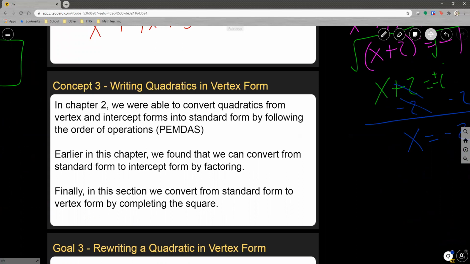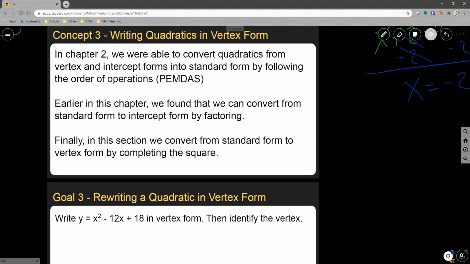So concept 3 is writing quadratics in vertex form. Remember in chapter 2, we were able to convert quadratics from vertex and intercept forms into standard form by following the order of operations, or PEMDAS, or BODMAS, or whatever we want to call it. So we can convert to standard form. That's easy. Then in chapter 3, we found that we can convert from standard form to intercept form by factoring. It takes it back to that more intercept form look. And then finally, in this section, we're going to convert from standard form to vertex form using the completing the square method.